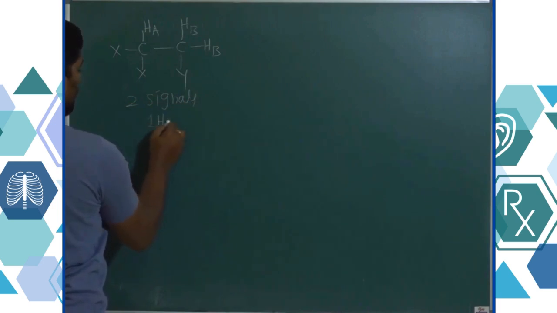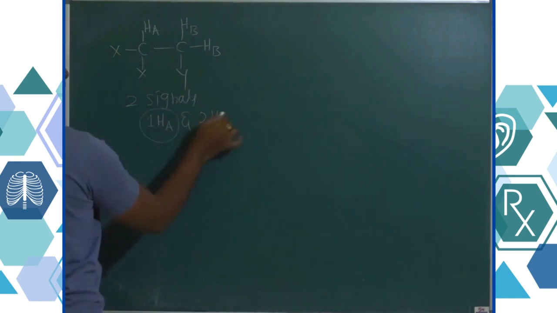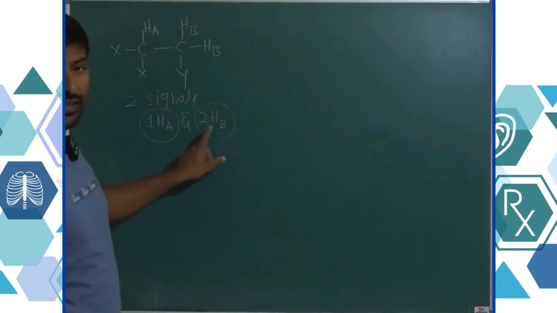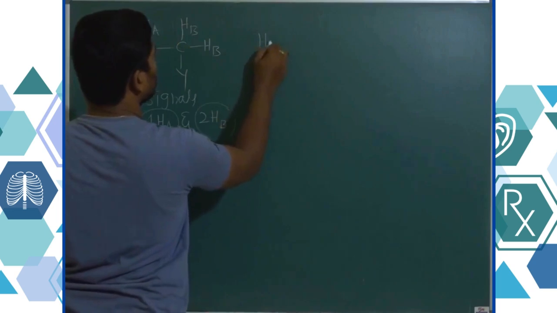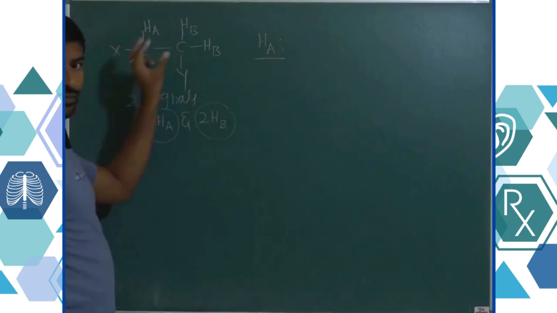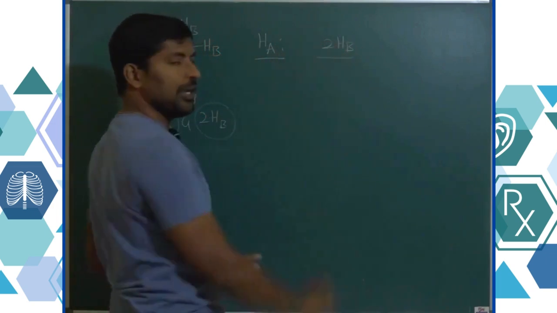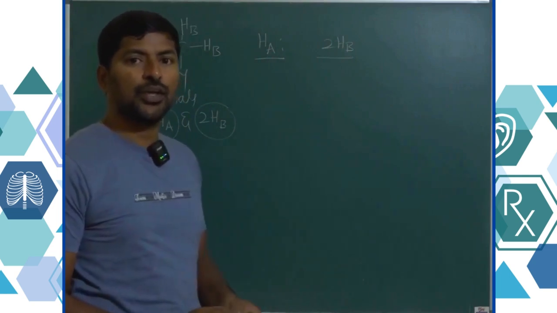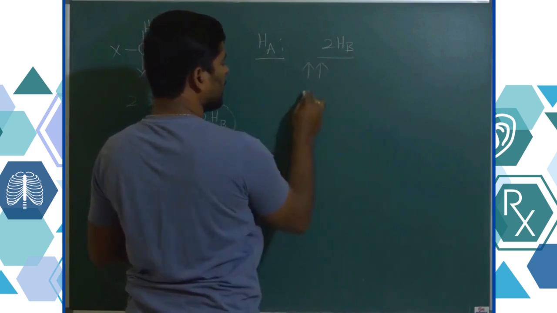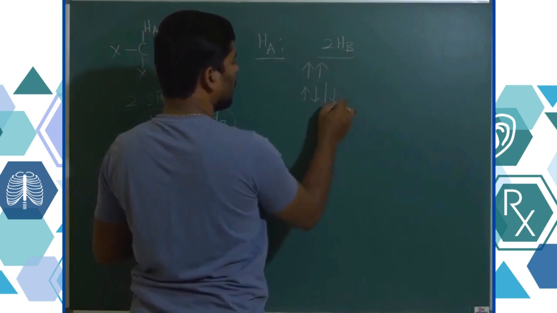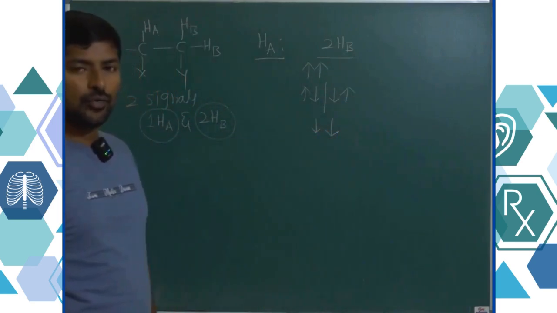One signal corresponds to 1 HA and another signal corresponds to 2 HB protons. And now what about splitting? If you consider the HA proton, how many HB protons are there? 2 HB protons. How many types of magnetic fields does HA experience from 2 HB protons? The 2 HB protons may both take upward orientation, or one upward and one downward, or one downward and one upward, or both may take downward orientation.